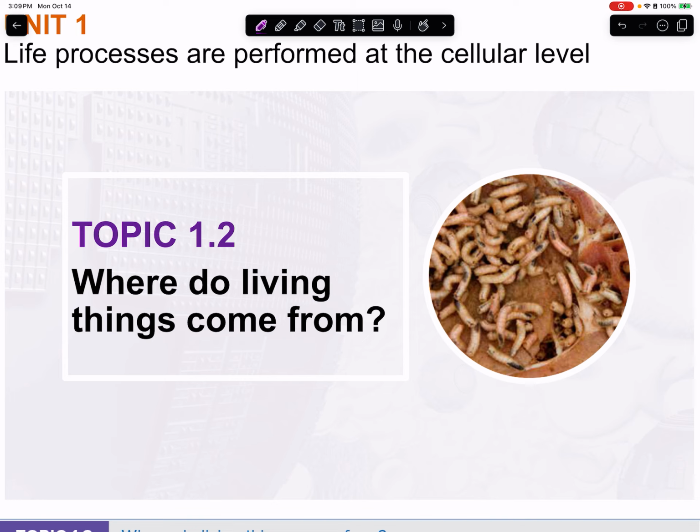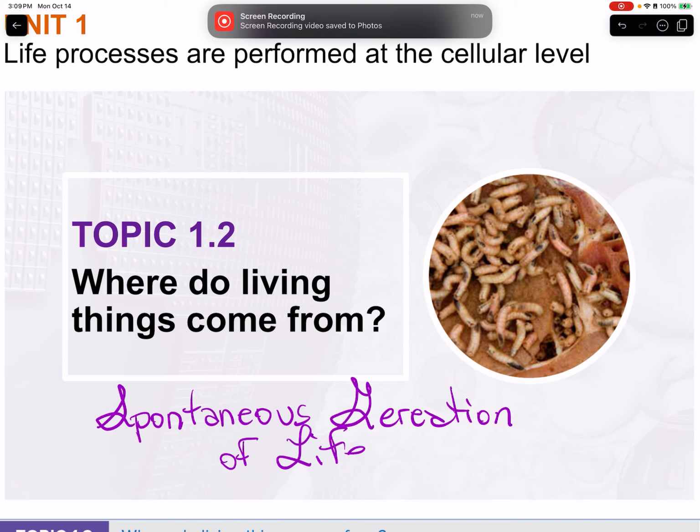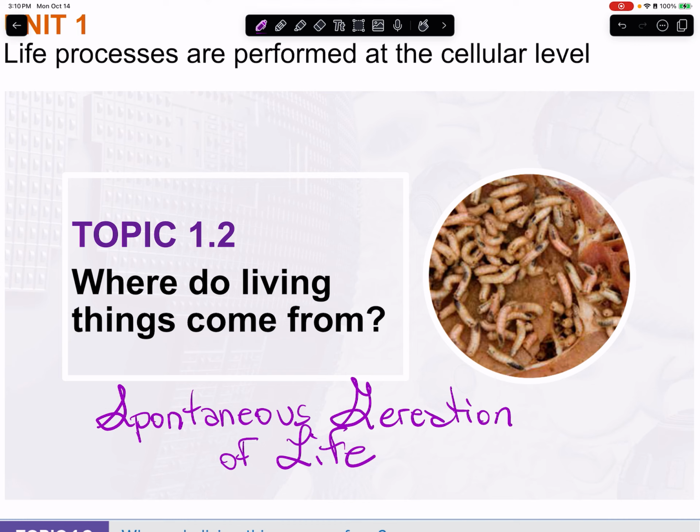Okay, the problem was they had this idea called spontaneous generation. Like spontaneous, like it happens automatically, and generation of life. And the thing about spontaneous generation of life is that's not what happens. Okay, so this is a mistaken concept, so I'm going to get out the big red pen of doom and say that's not what's going on.